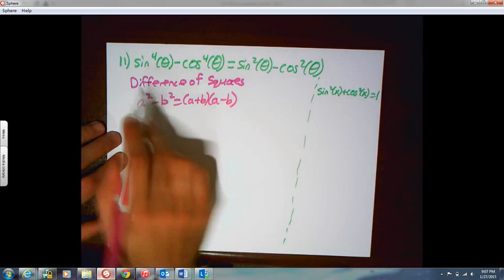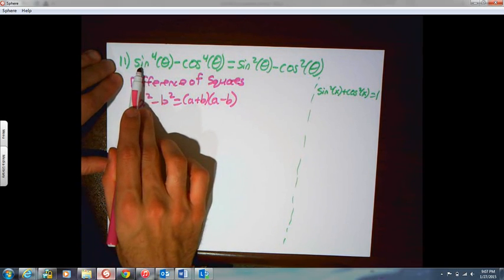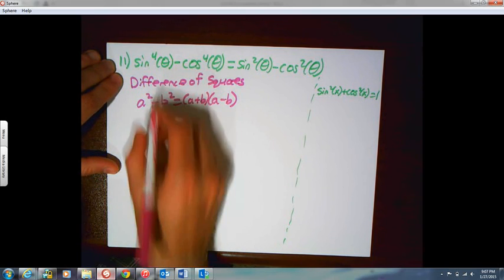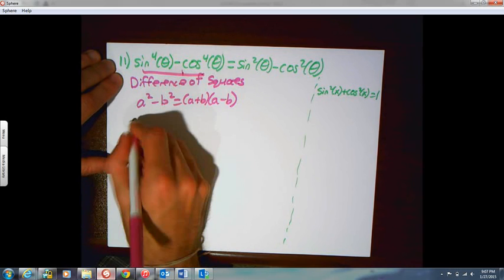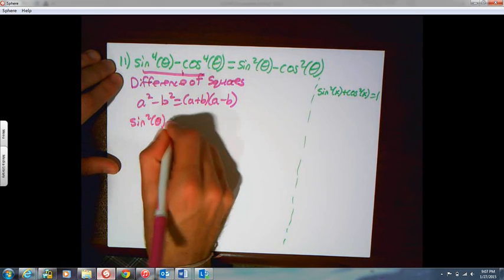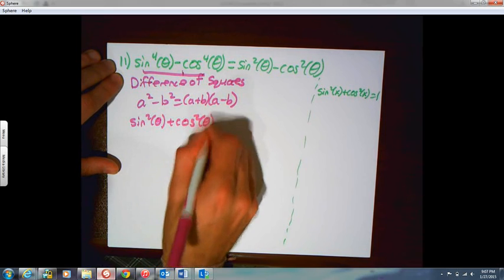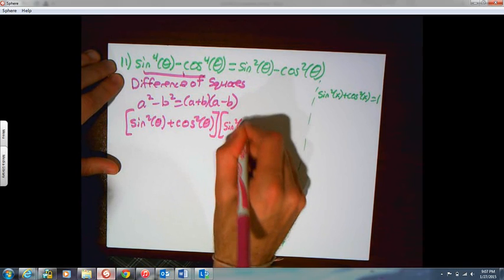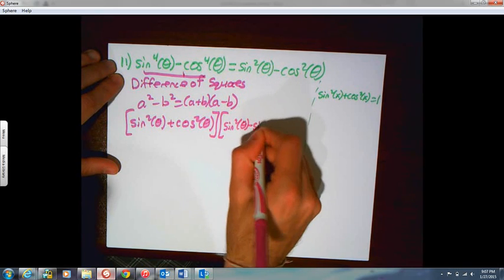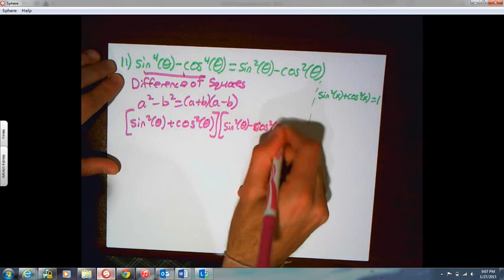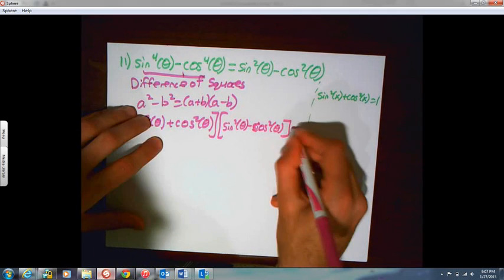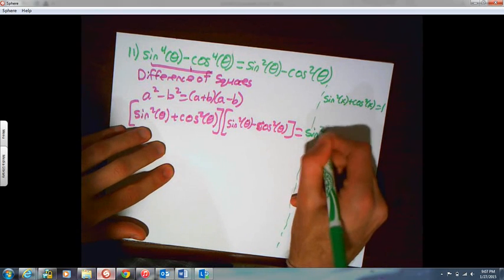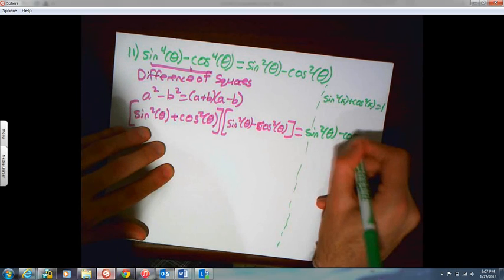In this case, this is really sine squared squared minus cosine squared squared. So this side can be factored into sine squared of theta plus cosine squared of theta times sine squared of theta minus cosine squared of theta, and that, remember, still equals, we haven't done anything to the right side, so it still equals sine squared theta minus cosine squared theta.